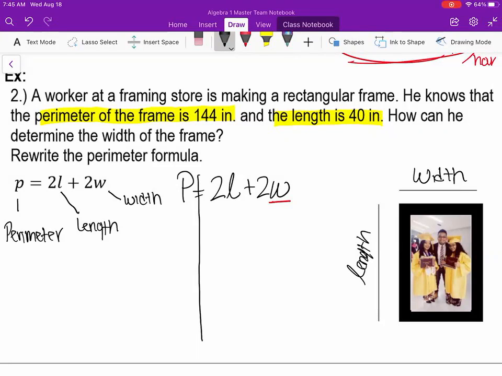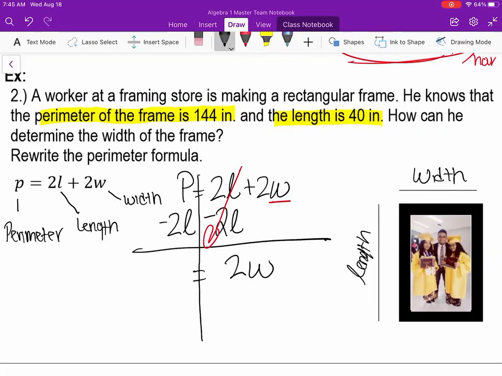So let's go ahead and minus 2L and minus 2L. All right. Well, 2L minus 2L, that equals 0. So that's gone. So I'm left with 2W.